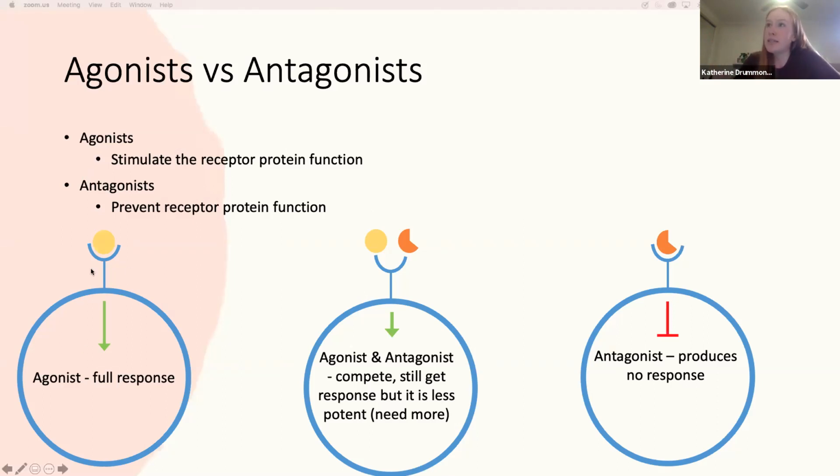So when you have an agonist on its own, you'll have a full response, which is a bit of a dodgy way to say it because you can have agonists that are a little less potent, that aren't quite as strong, but basically you'll get a full response. When you have an agonist and an antagonist, they'll compete for the same receptor site. And if it's a competitive antagonist, you'll be able to overcome that by putting more of the agonist into the system, but you need a lot more concentration, so the drug becomes a lot less potent. And then with an antagonist alone, you'll see no response at all.